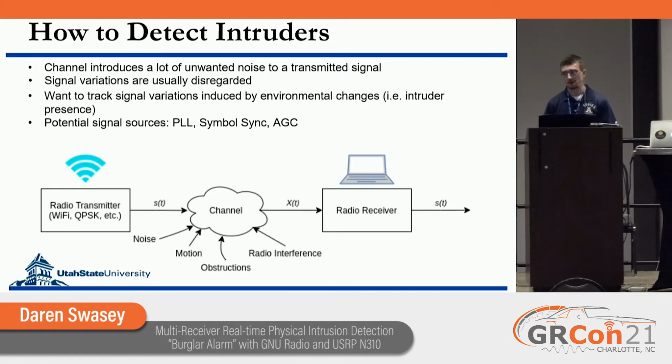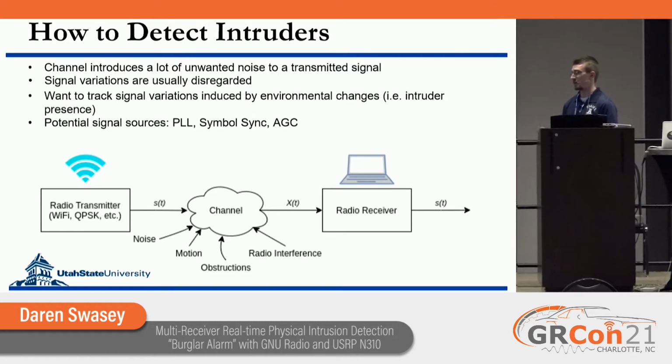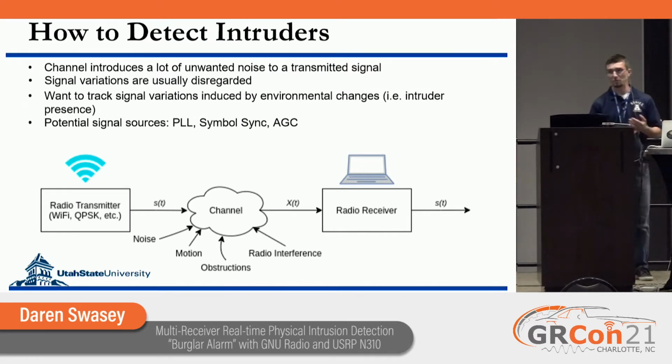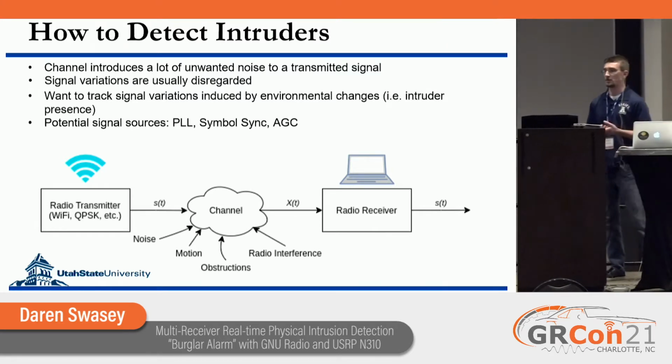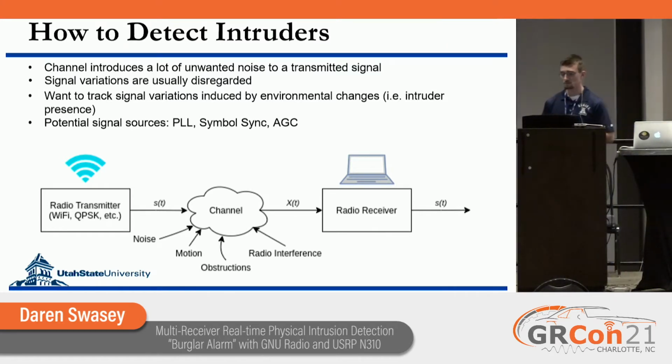So first, we have to figure out how we are going to detect intruders in the first place. And it turns out it's pretty simple, and it's really convenient. Just imagine you have some signal S of T that's going into a channel. That introduces a whole lot of noise and a whole lot of different information that we don't actually care about. It could be motion from people moving around. It could be doors, walls, and windows that introduce attenuation or phase shifts to the signal. And it comes out as a signal X of T.